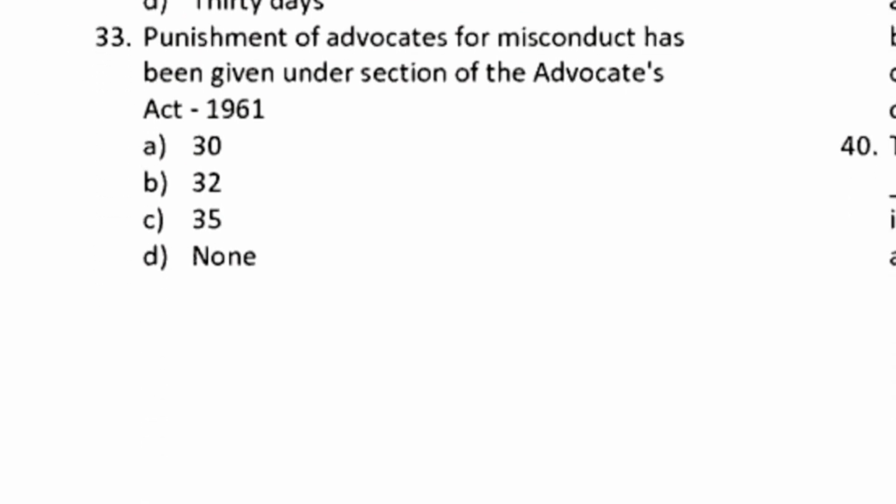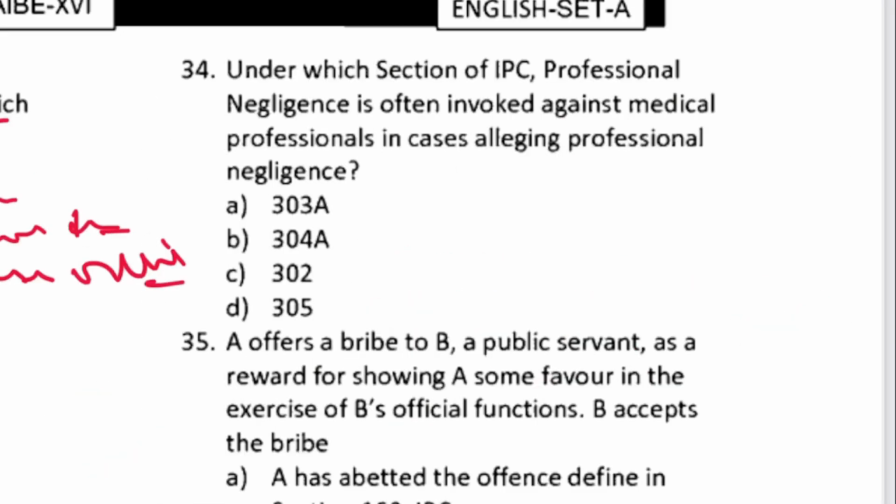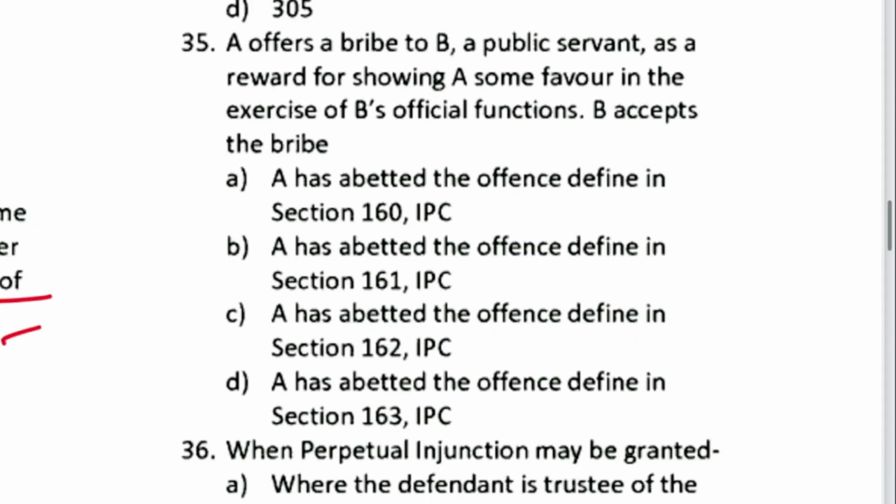Next 33. Punishment of advocates for misconduct has been given under which section of the Advocates Act? Under 35. C is the answer. Next question number 34. Under which section of IPC is professional negligence often invoked against medical professionals in cases alleging professional negligence? That is 304A, death by negligence. B is the answer.